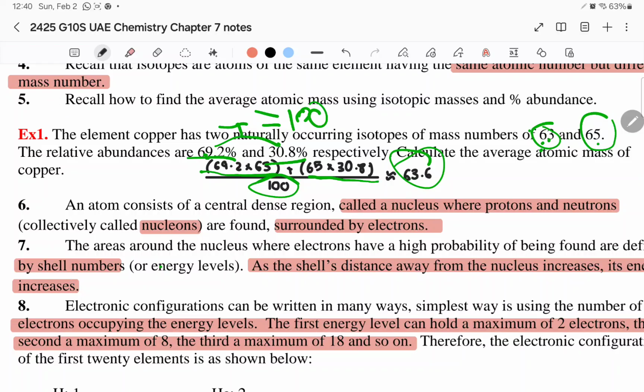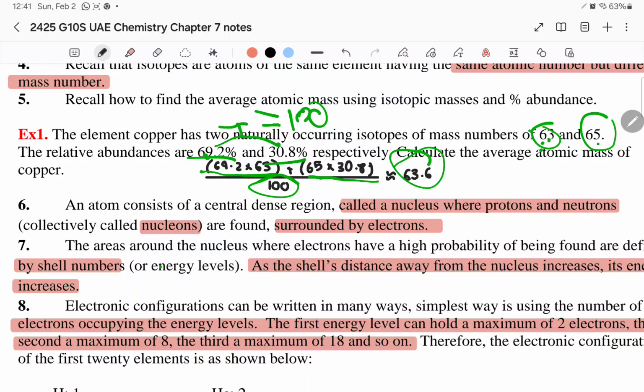But anyways, an atom consists of a central region. So how do you draw an atom? You have your nucleus, which is the dense region where you can find protons and neutrons. Protons are positively charged and neutrons are neutral, they have no charge. And all this nucleus is surrounded by electrons. So here you're going to find electrons. The electrons are found in what is called an electron cloud.